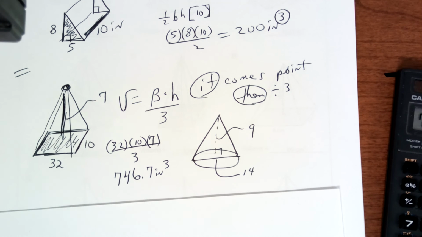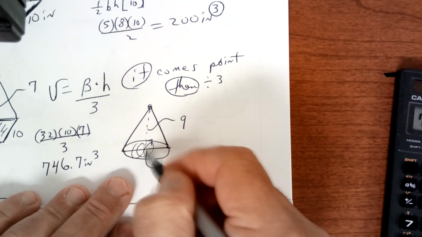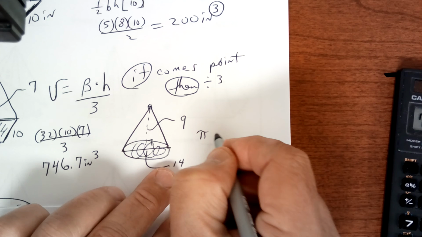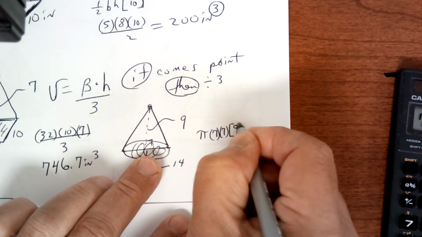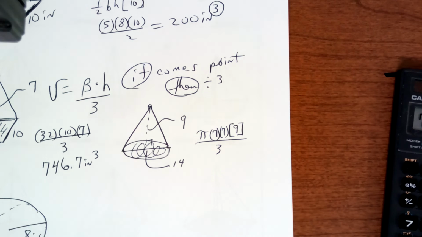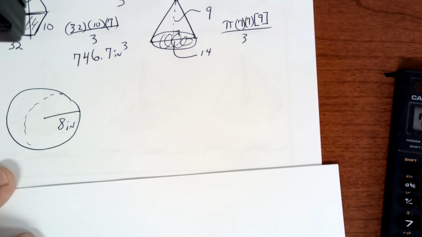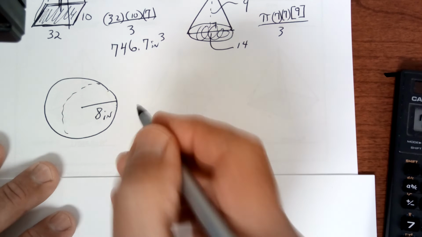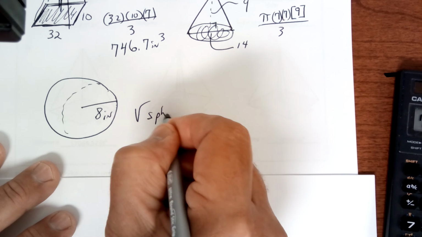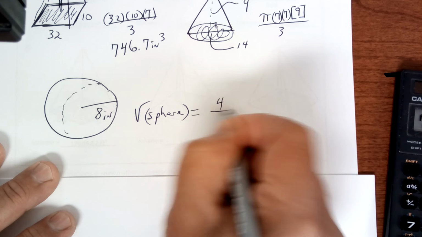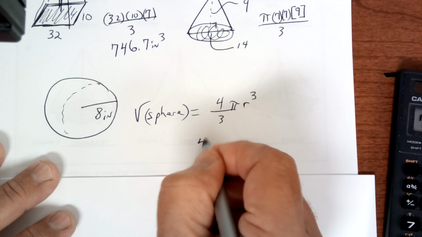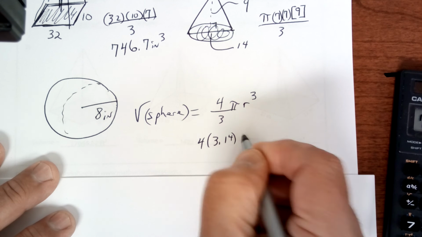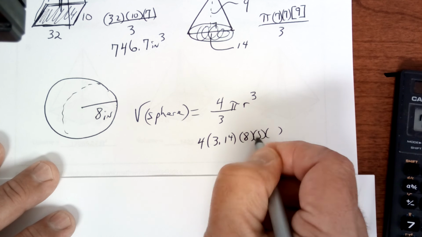This is a cone. You're going to have to divide by 3 because it comes to a point. So you got to do the circle. So it's pi times the radius squared times the height, and then divide by 3. Real simple. This one right here is a sphere, a ball, and you got to memorize this formula. So put this down. Volume of a sphere is 4/3 pi radius cubed. So you're going to multiply 4 times 3.14 times the radius 3 times. And then you're going to divide by 3.